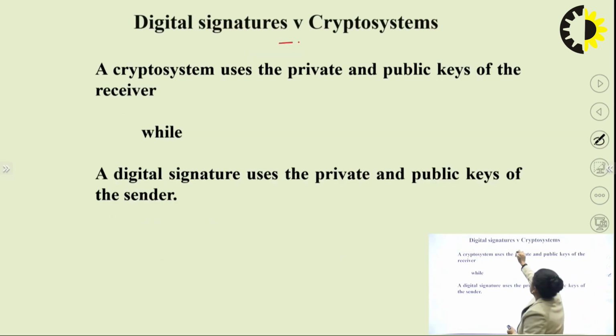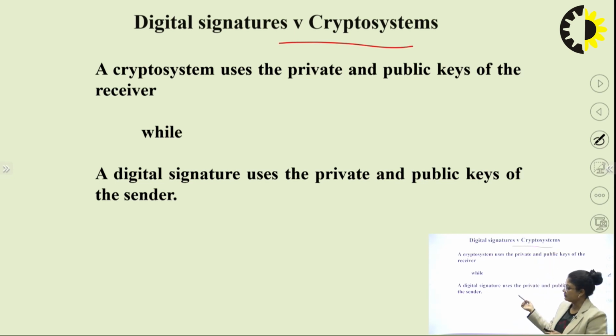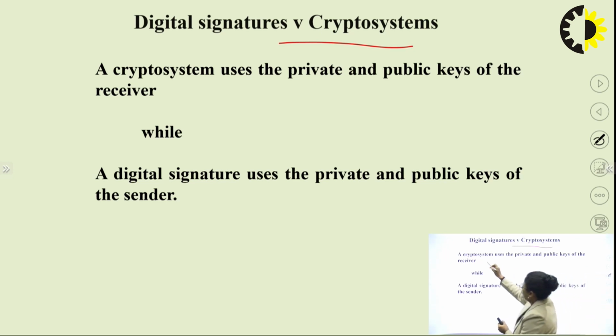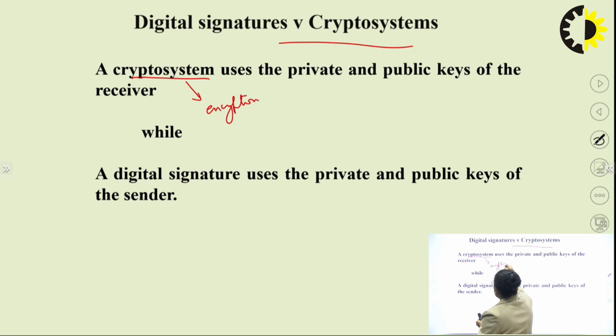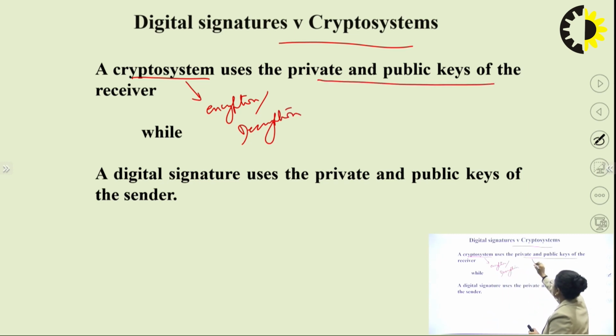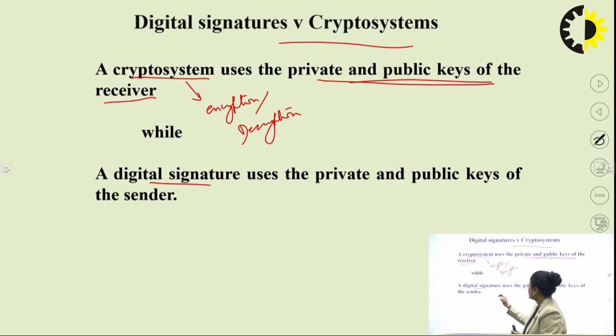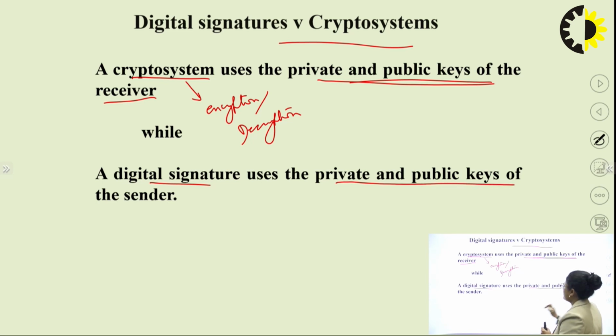Now, if you want to differentiate between digital signature and crypto system, note that public and private key pairs are used in crypto systems also. The main difference is that when you're talking about a crypto system, that means encryption or decryption of data, we use the private and public key of the receiver. That is the point to be noted. But in the case of digital signatures, we use the private and public key of the sender. There lies the basic difference between the crypto system and the digital signature.